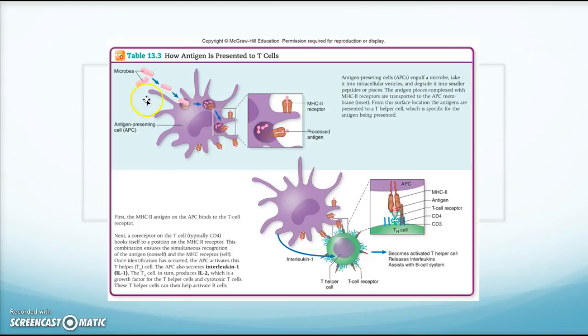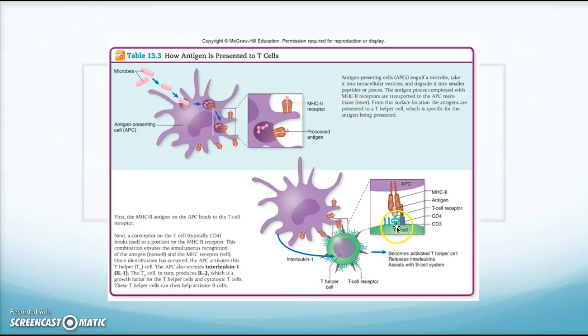So this is showing how that might be done. We have microbes, bacteria, coming in. We have an antigen presenting cell, in this case a dendritic cell. It comes in, the microbe is broken down, and it says, oh, this little antigen is going to be a great one for T cells to recognize. We'll place it on the MHC2 receptor. And what can then happen is that this will bond with that T cell.